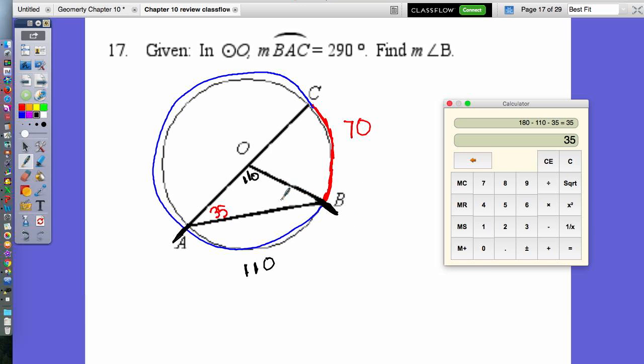The other thing that you might have realized, that I didn't realize at first when I was doing it, and I'm just realizing it now, is that once you got that A was 35, you actually didn't have to do this, because you can see that A to O is a radius, and B to O is a radius, which means the angles opposite them are going to be congruent. This makes an isosceles triangle. So I actually didn't have to do the 110 once I found that A was 35. I know that B is 35 also.